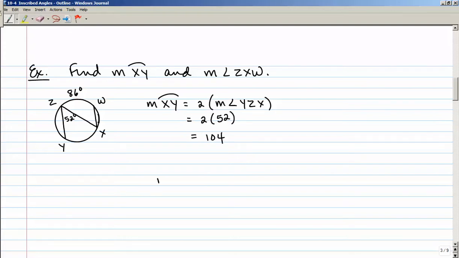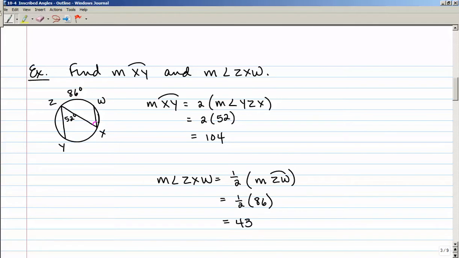Now to find the measure of angle ZXW, so that's this angle over here, the angle is actually going to be 1/2 of the arc. So the measure of that angle is going to be 1/2 of the measure of arc ZW. And we're given that the measure of arc ZW is 86 degrees. So 1/2 of 86 is 43.